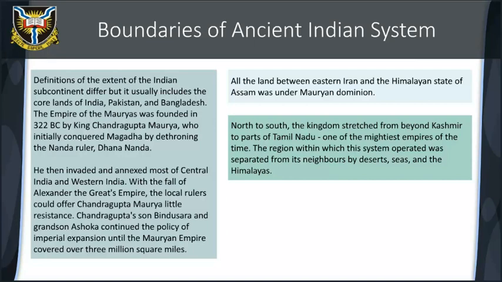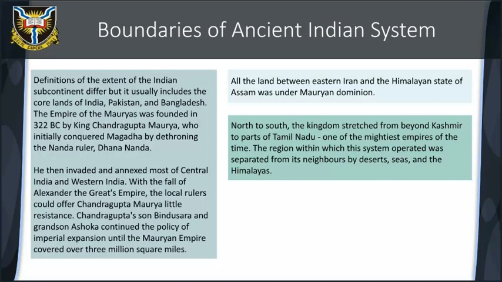The empire of the Mauryas was founded in 322 BC by King Chandragupta Maurya, who initially conquered Magadha by dethroning the Nanda ruler Dhana Nanda. He then invaded and annexed most of central India and western India. With the fall of Alexander the Great's empire, the local rulers could offer Chandragupta Maurya little resistance.